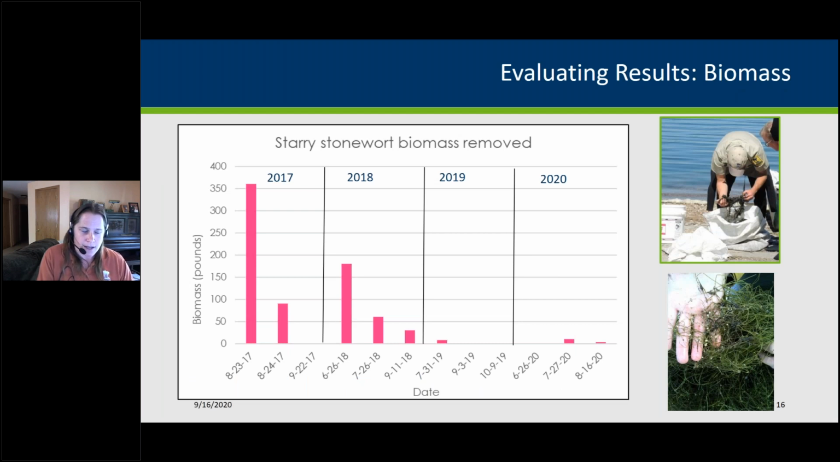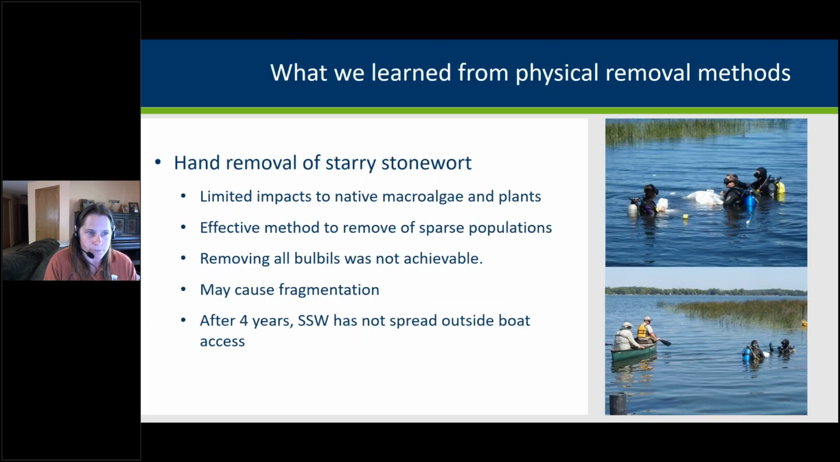Here are the results, pretty significant reductions. We did about two to three hand pulls a year, and our first hand pull in 2017 shows a huge abundance of starry stonewort, and the last hand pull was just this last August, and it's barely detectable. So really awesome results that we're seeing here.